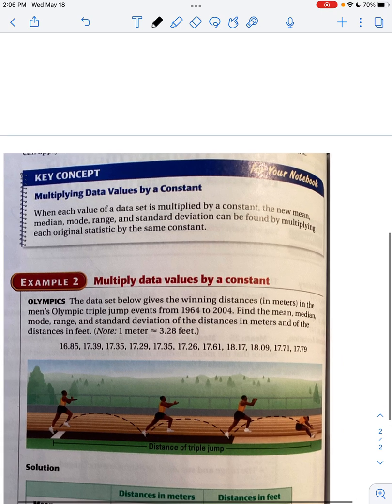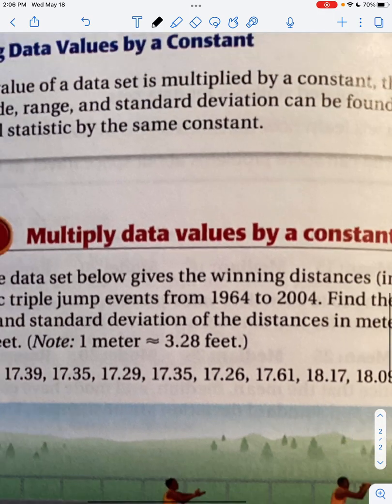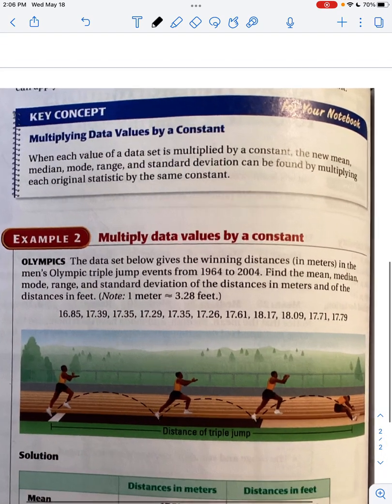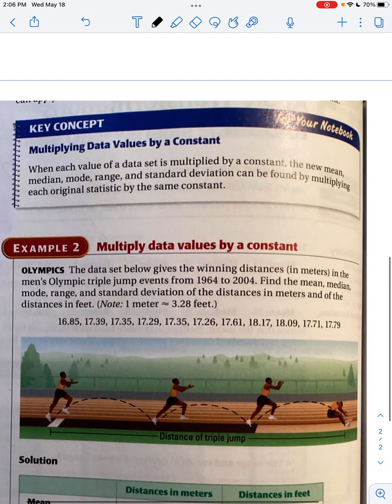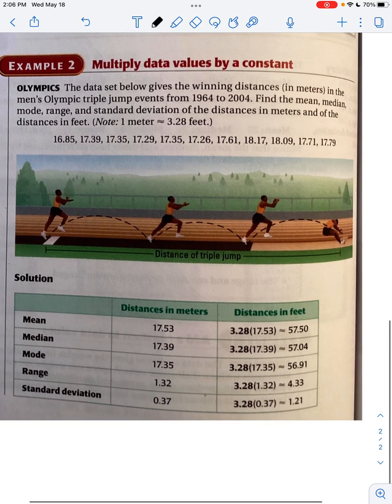If we look at this example, the data set below gives the winning distance in meters in the men's Olympic triple jumps from 1964 to 2004. Find the mean, median, mode, range, and standard deviation of the distances in meters and in feet. Again, 1 meter is approximately 3.28 feet, so we're going to multiply. First, we calculate the mean, the median, the mode, the range, and the standard deviation. That's the column on the left here: my mean, median, mode, and standard deviation.